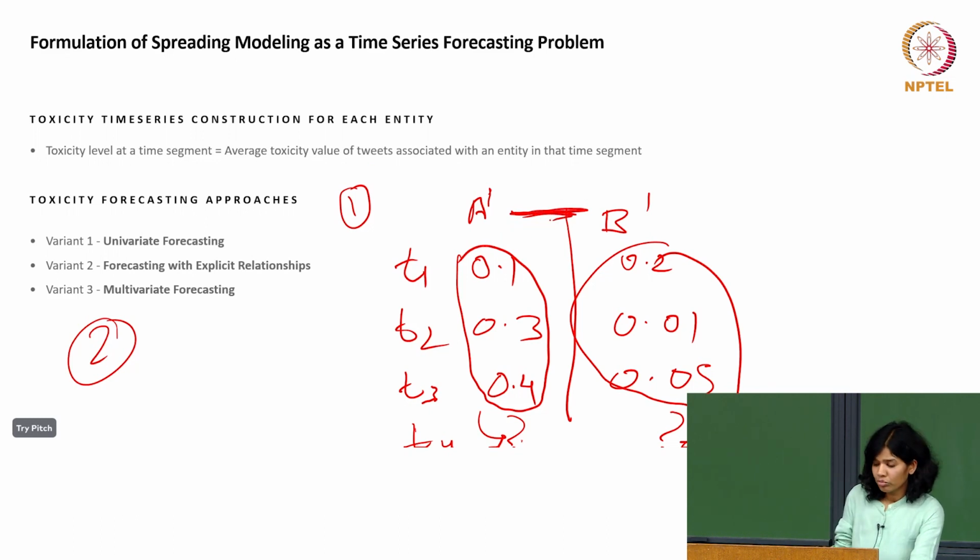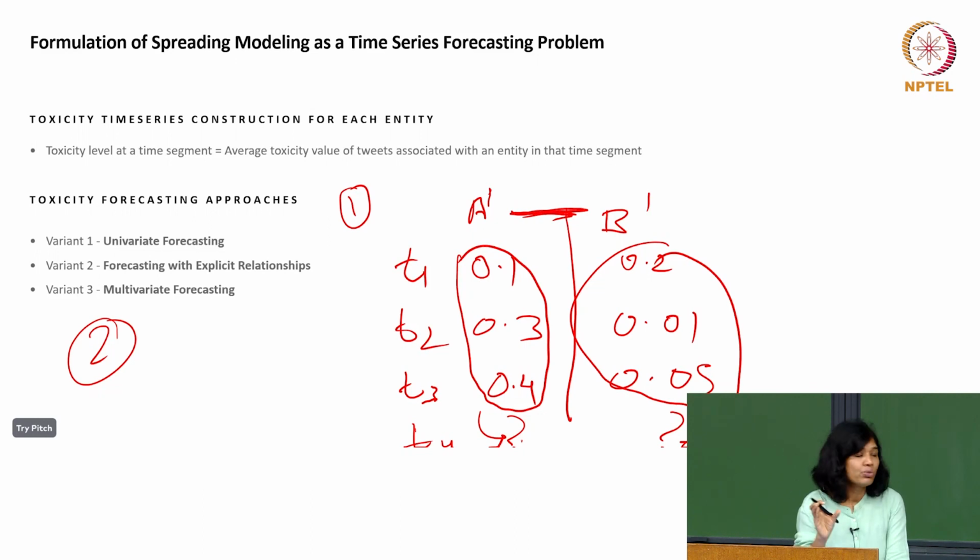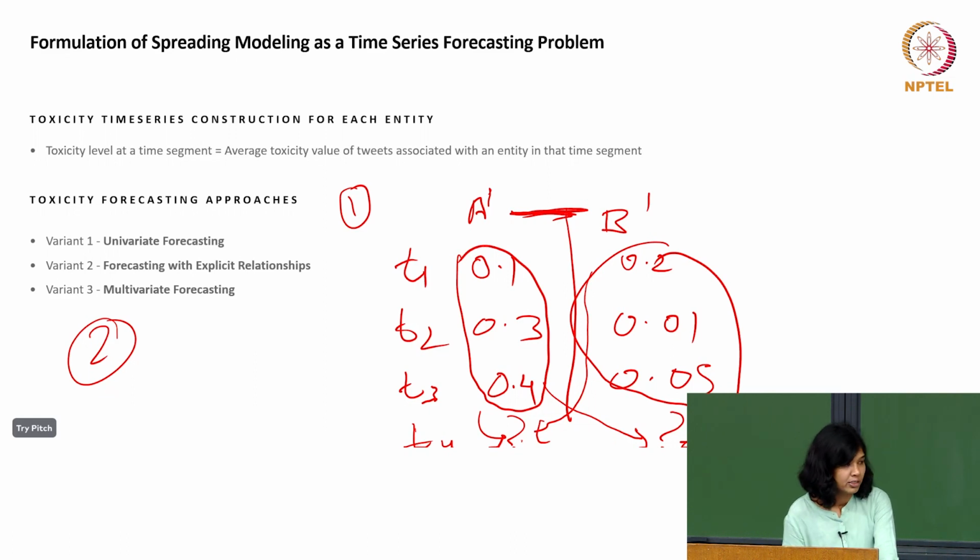So I want to take that into account. It might so happen that because A and B are connected, the past values of A and past values of B, both together, can help in predicting this one. Similarly, past values of A and B can help predict the future of B. So the future of A depends not only on A but also on B. So that's when we do it with explicit relationship.